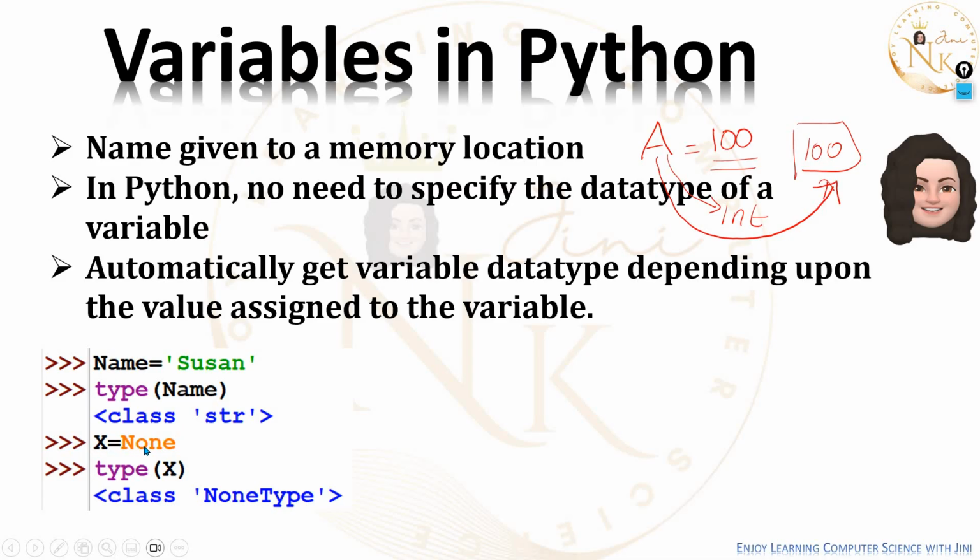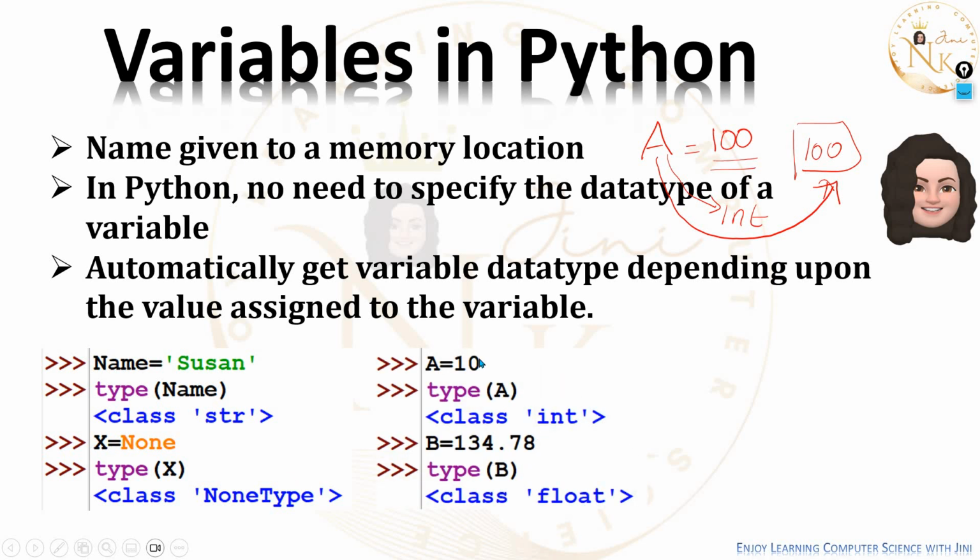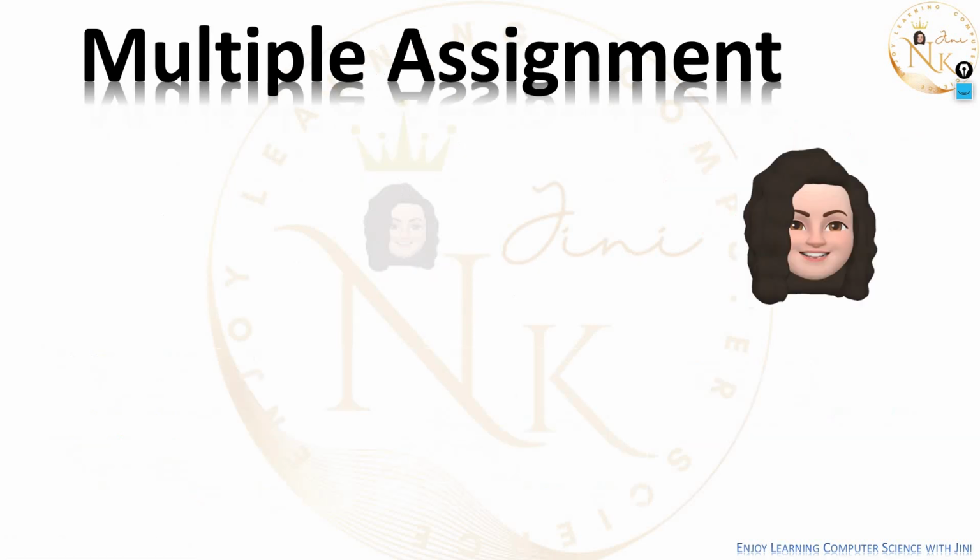Now x is equal to None. What is the data type of None? According to the value assigned to the variable, it is NoneType. Now a is equal to 10. 10 is an integer, so variable a is also integer data type. Now b is equal to 134.78, which is of float data type, so variable b is also float. Now s is equal to True. True is a Boolean, so the data type of the variable s is also Boolean. So the data type of a variable will be the data type of the value assigned to it. A variable is nothing but the name given to a memory location. It is not a storage container in Python.